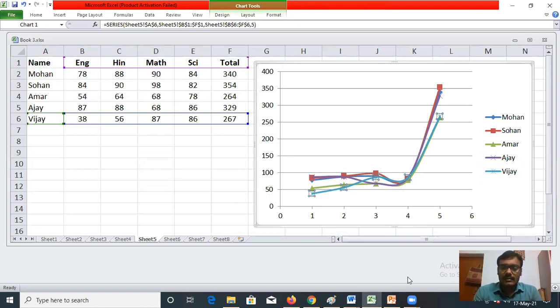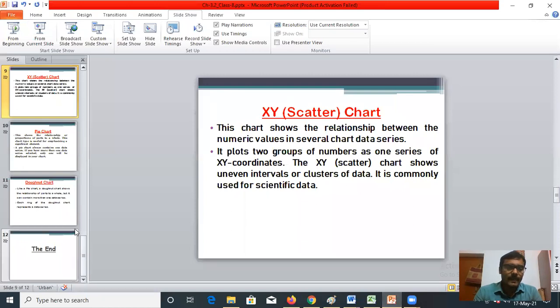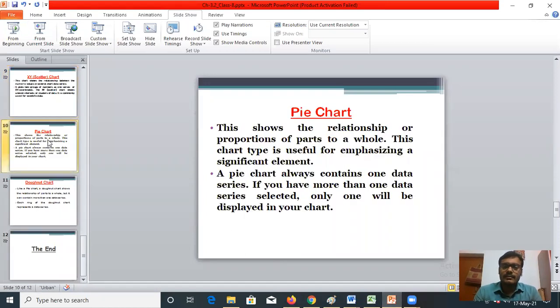Now coming to the next type of chart. This is the pie chart. It is very common, and it is used to display the data of only one type of thing. First you see about the pie chart.